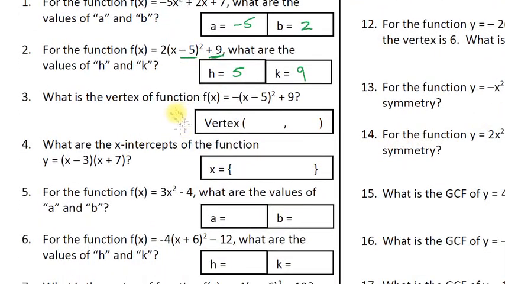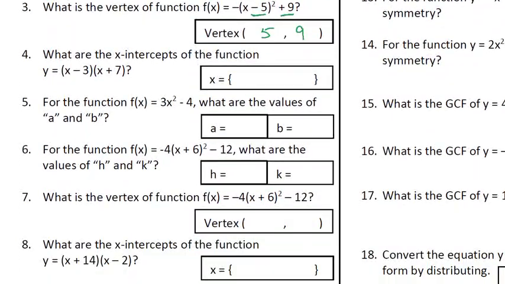Question number 3: what is the vertex of the function f of x equals negative x minus 5 squared plus 9? Looks pretty much the same as question number 2, except the a value is different, but the same rules apply. This is vertex form. h and k, that is the vertex. So if negative 5 is in the binomial, then the x value of the vertex is h, which is 5, and the k value is the y value of the vertex, and that is 9.